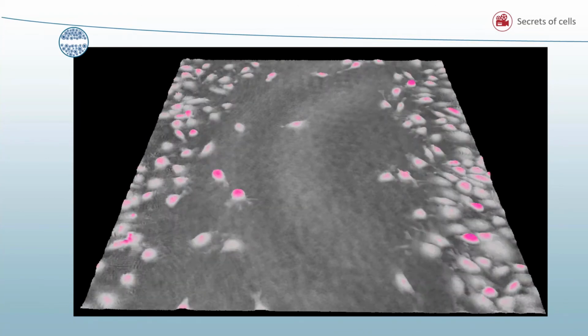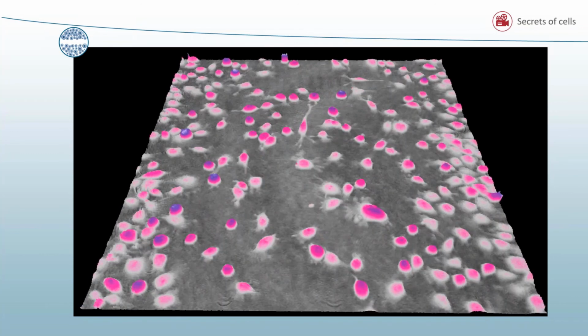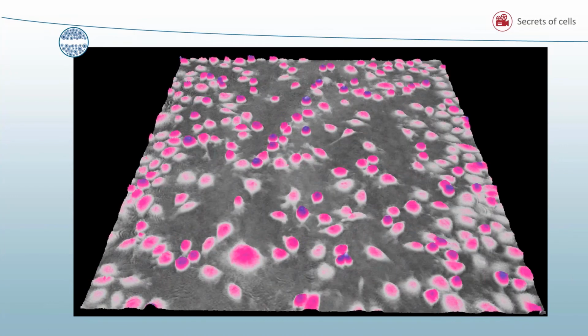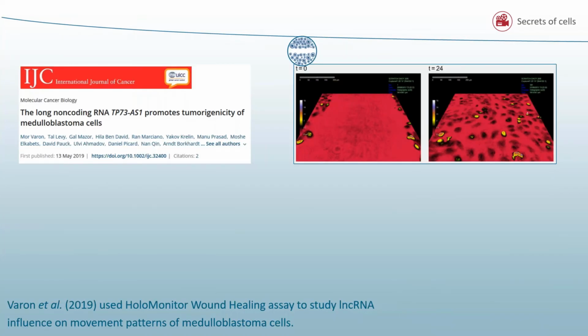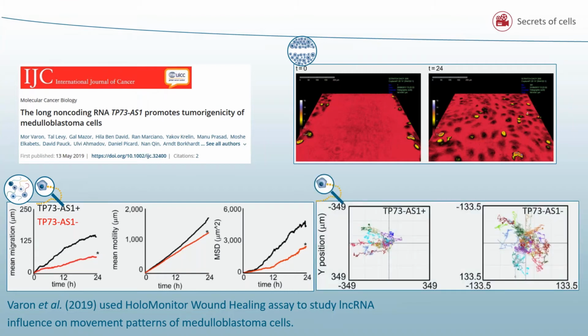Here we have a wound healing video where you can see that first cells have moved into the gap and then start proliferating. Speaking about wound healing and reanalysis, Varon with co-authors studied how long non-coding RNA influences movement of medulloblastoma. Next to gap closure, they studied cell motility using the cell motility application and spatial cell tracking to study how far away their cells move and whether they move in a specific direction or randomly.